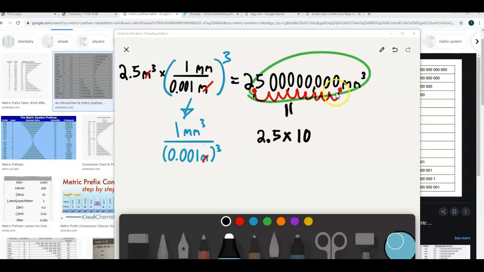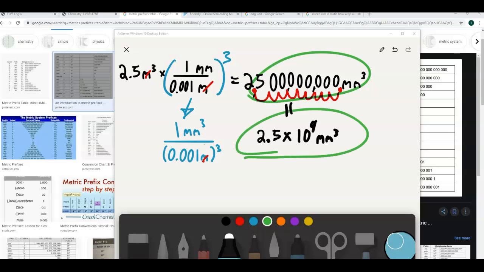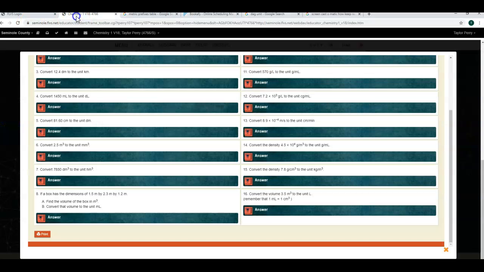So we move this over, let's see, 1, 2, 3, 4, 5, 6, 7, 8, 9. We moved it over 9 times. So guess what? We're going to express it as 2.5 times 10 to the 9th power millimeters cubed. And my God, I hope I got this right because I don't want to have to do this again. Let's see.